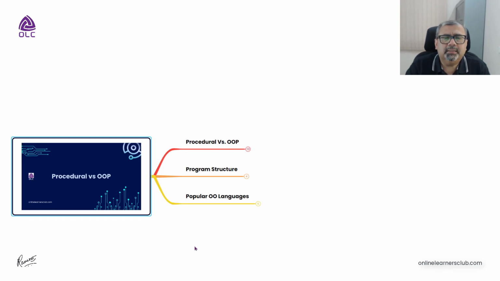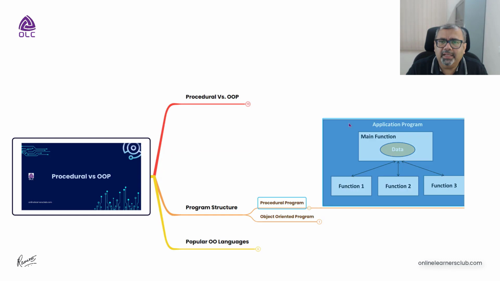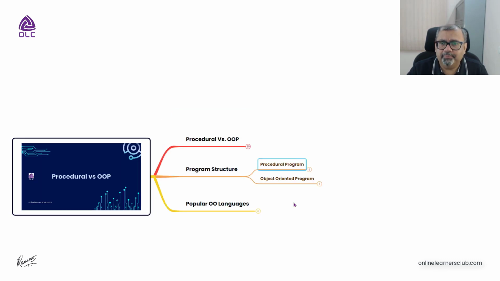Okay, so let us explore the differences in program structure. A procedural program has a simple structure where it has a main function, and then you have data which can be accessed across multiple functions, including the main function. So you can see that multiple functions are being invoked and they all operate on the data. That's the basic concept in a procedural program.